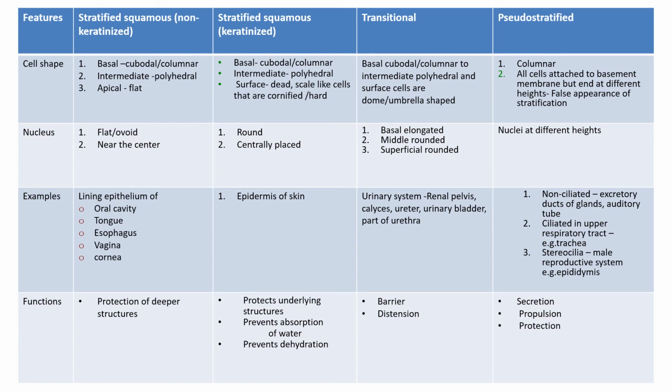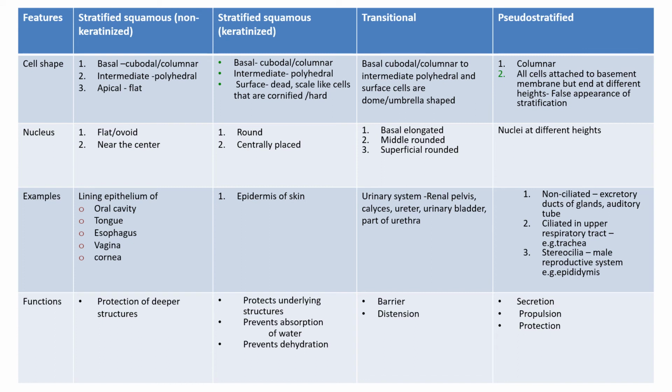In this table, you can see the features of the stratified epithelia: stratified squamous, keratinized and non-keratinized, the transitional and pseudostratified epithelia, which are the important epithelia when compared to stratified cuboidal and stratified columnar. That's why they are omitted in this table. If you see the cell shape in the stratified squamous non-keratinized or keratinized, it will be the same except for the apical flat cells in the non-keratinized and the dead scale-like cells, which are cornified or hard, in the case of keratinized epithelium. Otherwise, the features are the same.